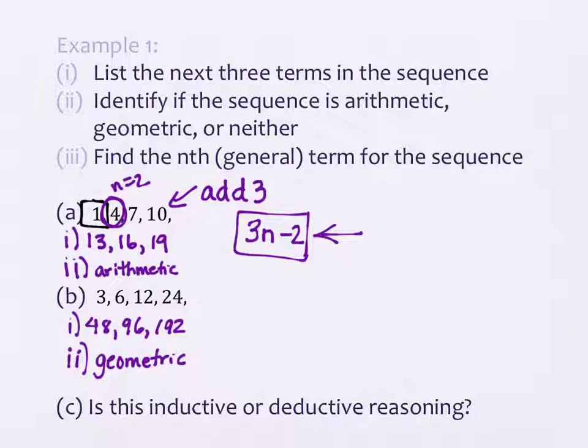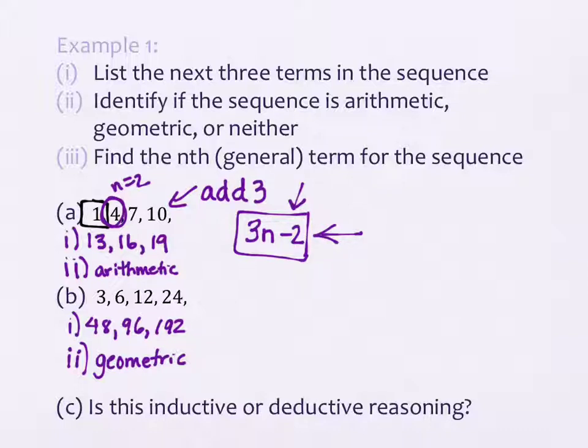It's always the common difference that I've added or subtracted times n, and then add or subtract whatever number I need here at the end, this plus 2, minus 2, plus 7, minus 6, whatever the numbers are, to get the first term. Okay, so that's how you find a general term for an arithmetic sequence.